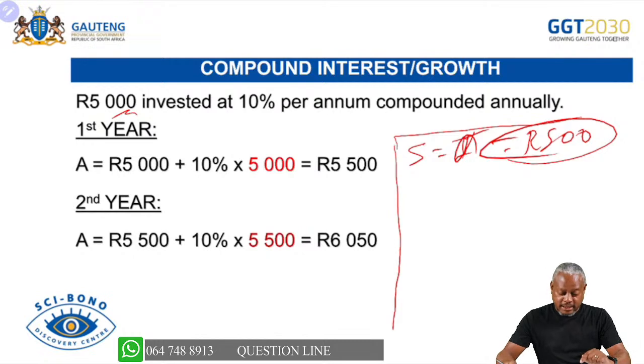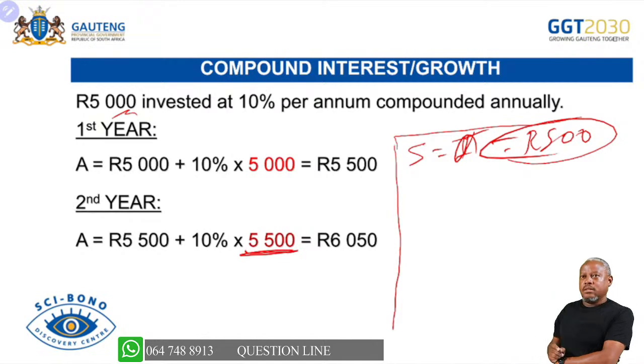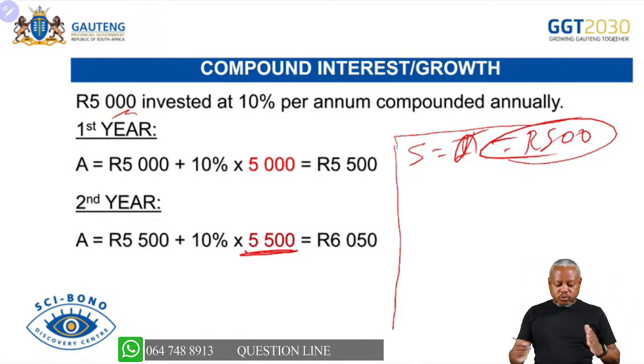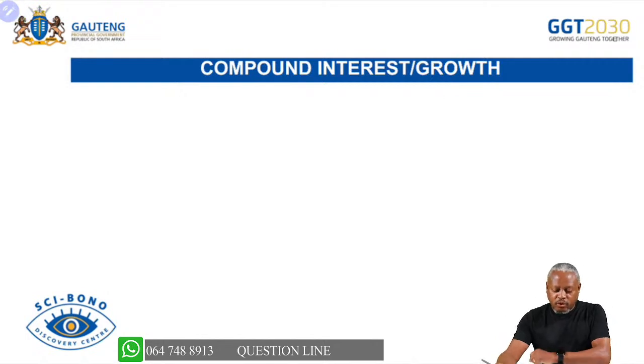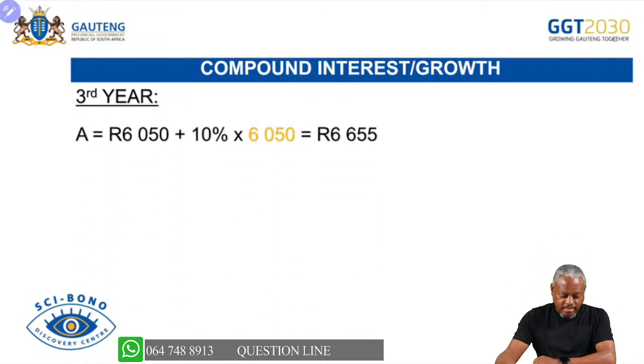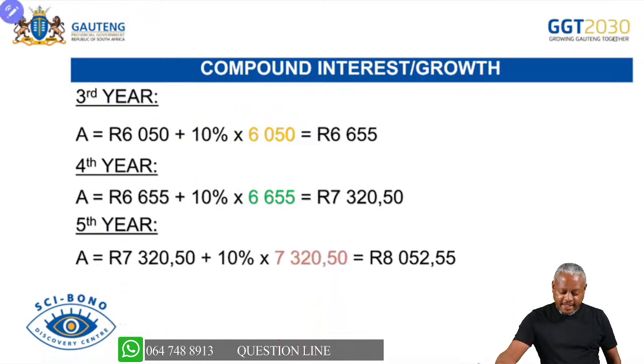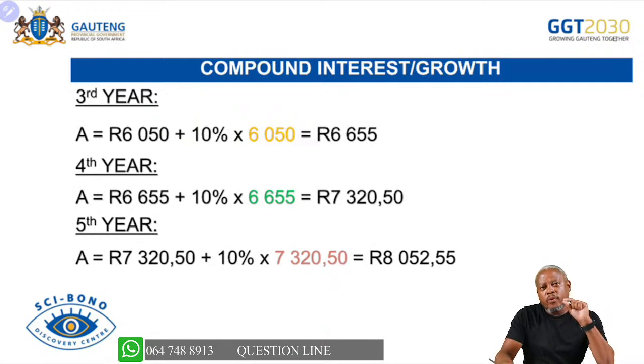But this one is compounded. So do you see how we calculate? We calculate on this interest. So it's not a straight line. That's two different ways. Let us check the compounded interest or growth. Growth means increase. Third year, there it goes, 6,655. Fourth year, here it goes, 7,000, etc. And then until the fifth year, which will give us 8,052.55. And remember, we always write money into two decimal places.